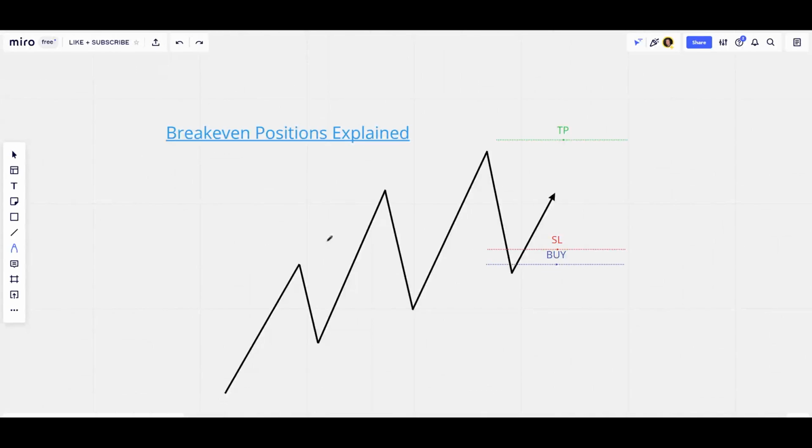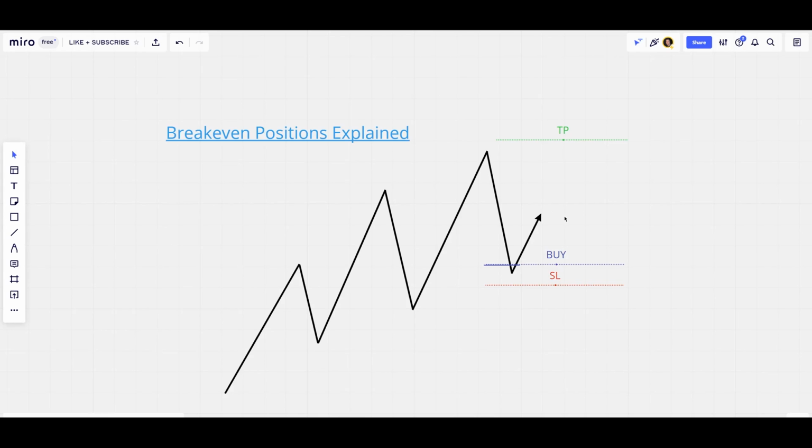So first, let me quickly explain what a break-even position is. Let's say that we have a trader that decided to enter a buy position, so right over here, and initially they had a stop loss that was set maybe below the market structure, so down over here, and initially the market was going in their direction. So in this case, they would have an active trade that's currently running and they would be sitting in profits.